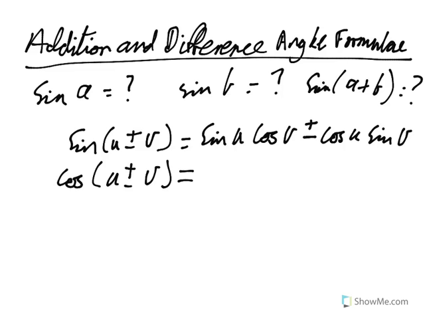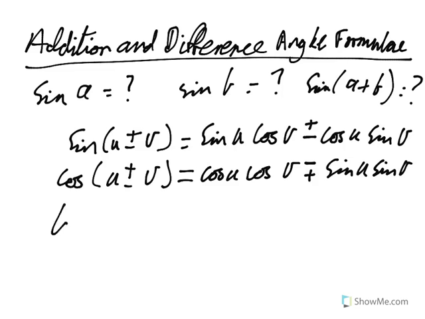So here we've got cos u cos v and sine u sine v for the cos ones. Now if it's cos of u plus v, then it's minus, and if it's cos of u minus v, then it's plus.